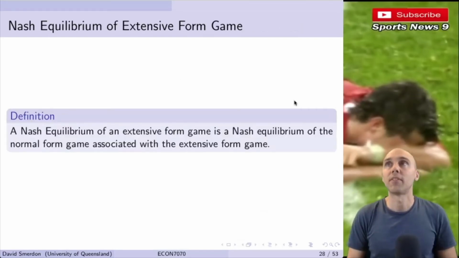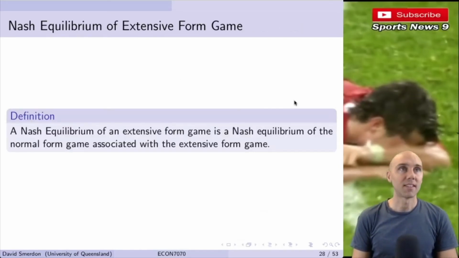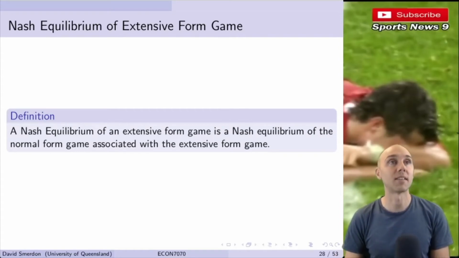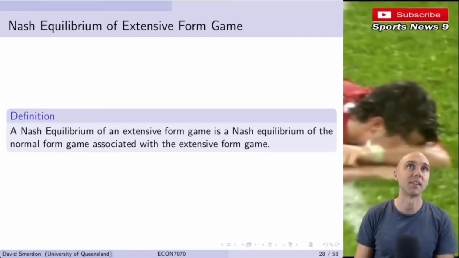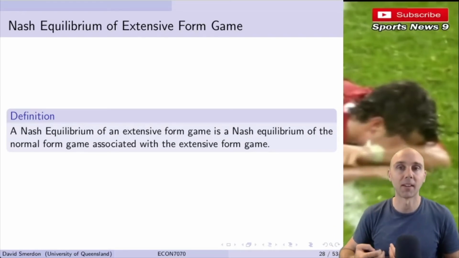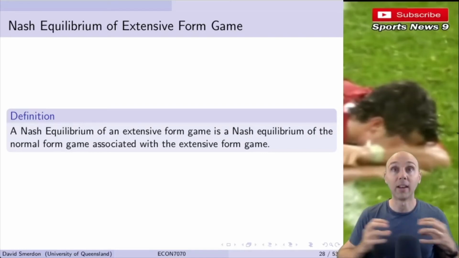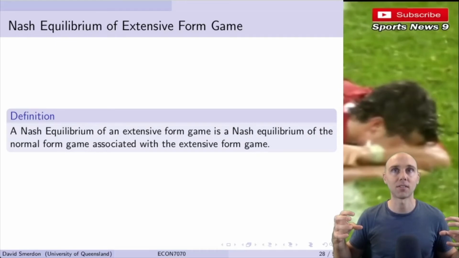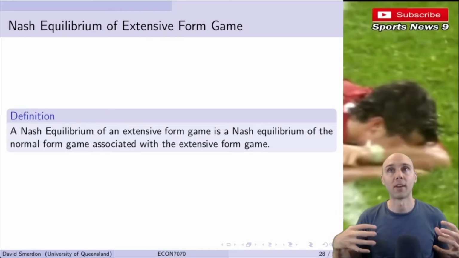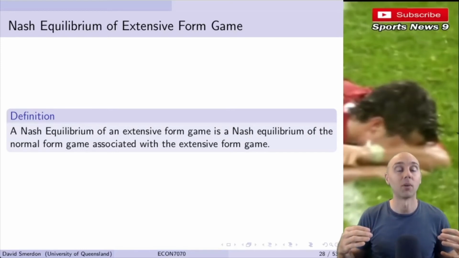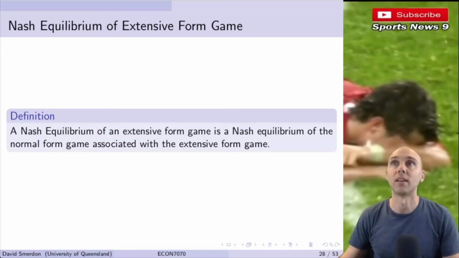Okay, so now some definitions. A Nash equilibrium of an extensive form game is a Nash equilibrium of the normal form game associated with the extensive form game. And this is a very nice definition for us, because what it tells us is that when we have these sort of complicated game trees, we can rewrite them into our elongated payoff matrix, solve that the normal way for Nash equilibria, and know that any equilibria we find there are going to be the same as those in the tree itself.